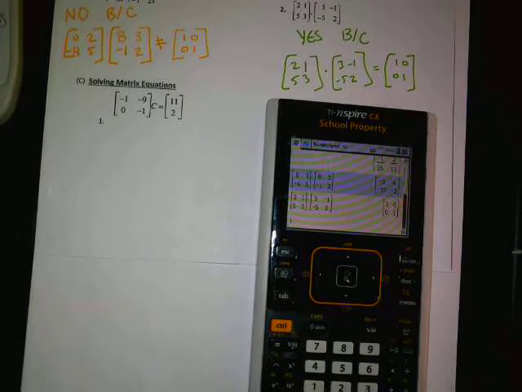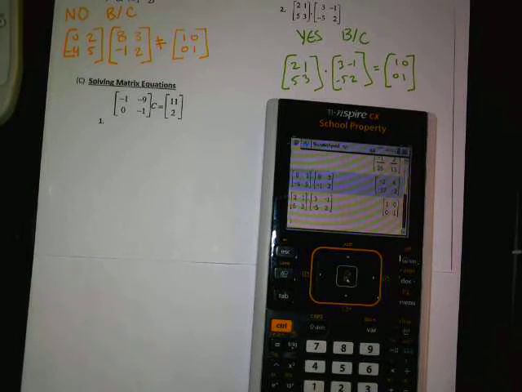All right, so part C, we are starting to solve some matrix equations now. We've solved matrix equations with adding and subtracting and with multiplying. So now we're going to do it with the inverses. Currently, I have this matrix C times C, and I want to solve for C. So how do you get rid of the matrix C?